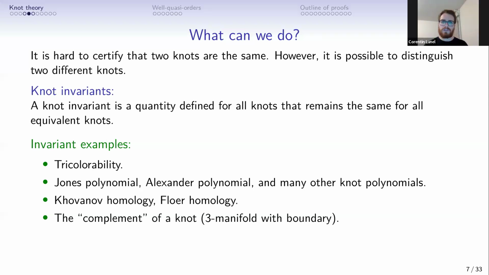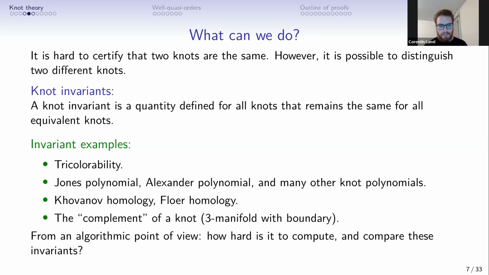When you have a knot, you can take a regular neighborhood and remove it from S3 to get a 3-manifold with boundary. And in fact, this is a characteristic of the knot. The Gordon-Luecke theorem tells you that two knots are equivalent if and only if the 3-manifolds associated are equivalent. So from a computational point of view, it raises a lot of questions. How hard is it to compute this invariant, and how hard is it to compare them? For example, it's not that simple to compare 3-manifolds.